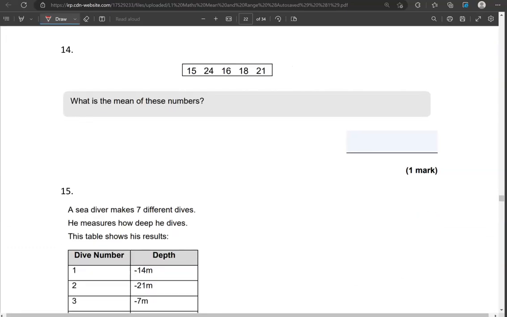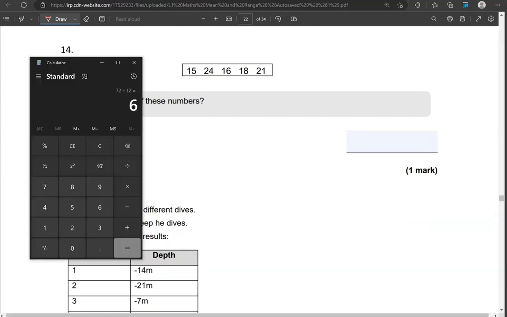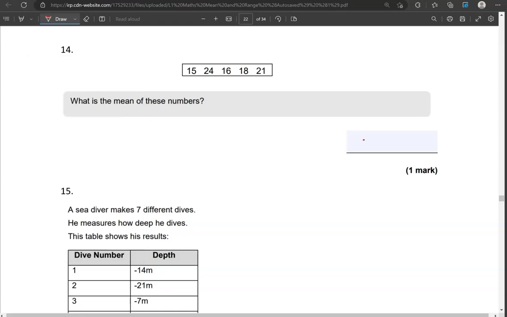What is the mean of these numbers? So 15, add 24, add 16, add 18, add 21, divided by 5, which is 18.8.